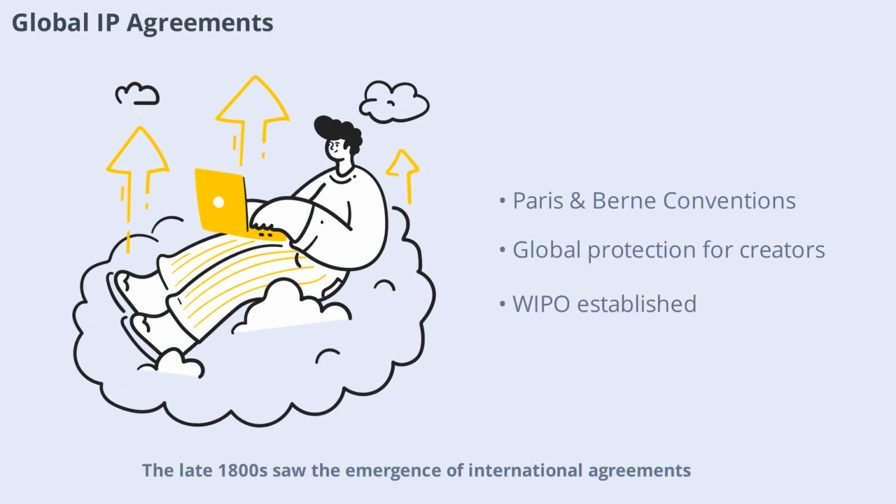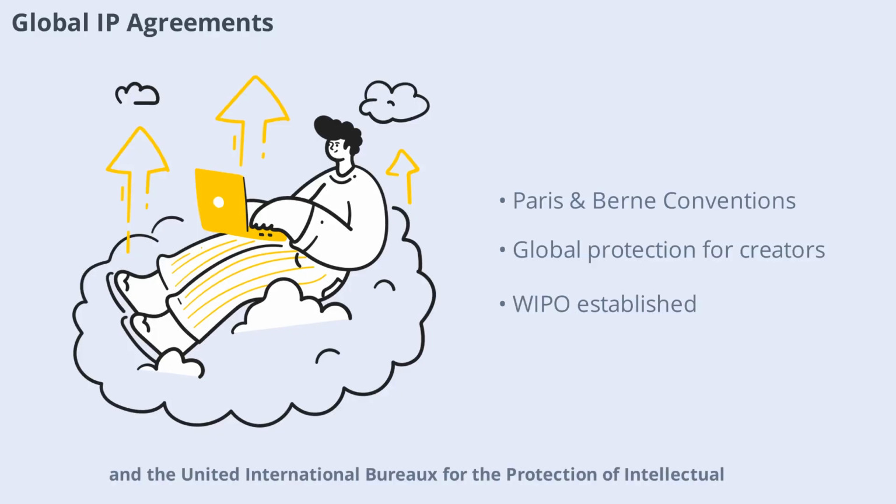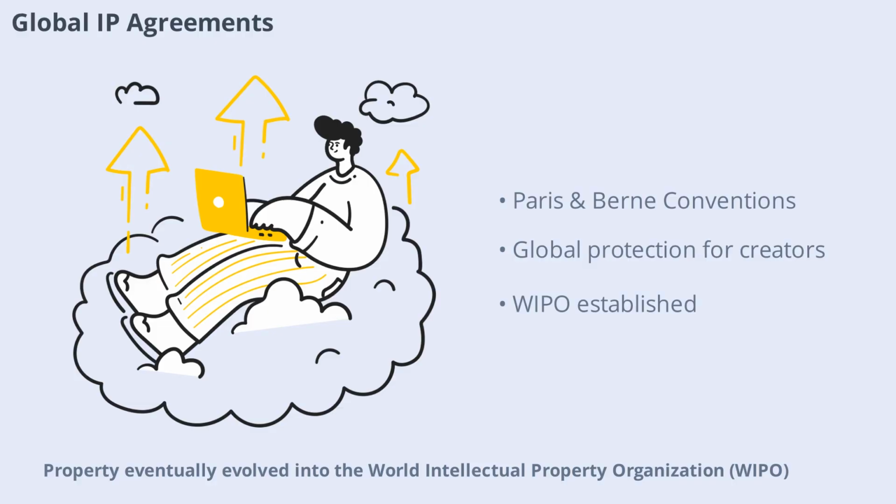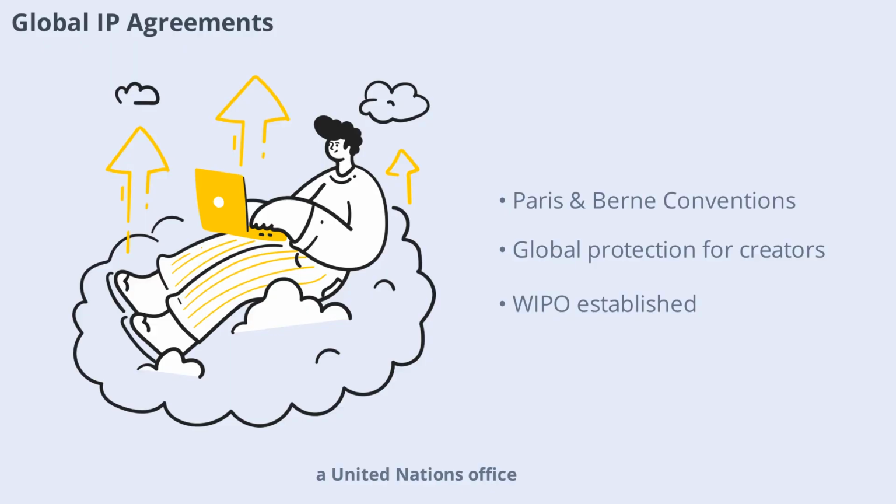The late 1800s saw the emergence of international agreements like the Paris Convention, 1883, and the Berne Convention, 1886. These treaties enabled inventors and creators to protect their works globally, covering inventions, written expressions, songs, drawings, and more. The Madrid Agreement expanded trademark protection, and the United International Bureau for the Protection of Intellectual Property eventually evolved into the World Intellectual Property Organization, WIPO, a United Nations office.